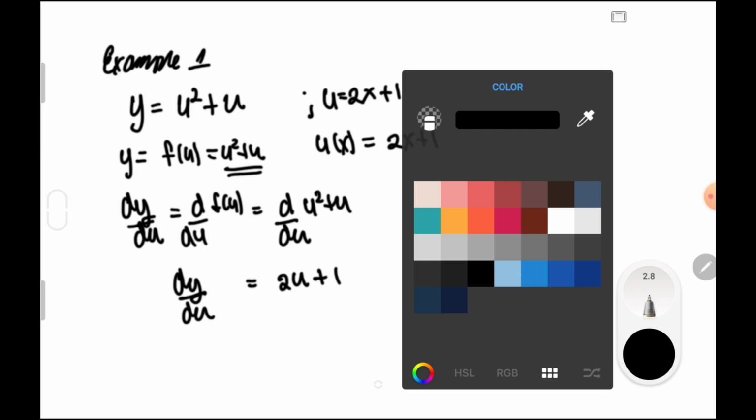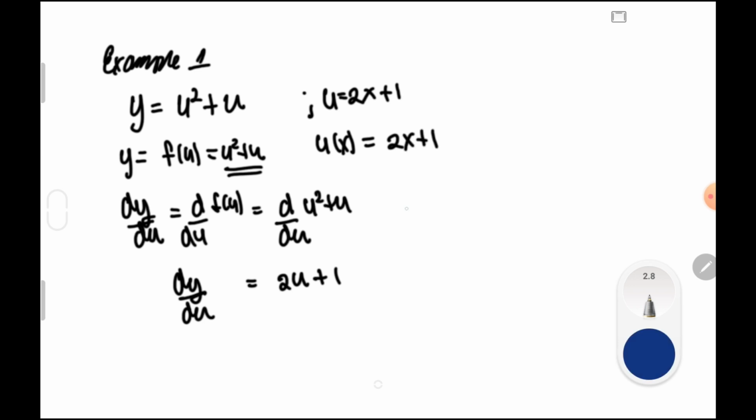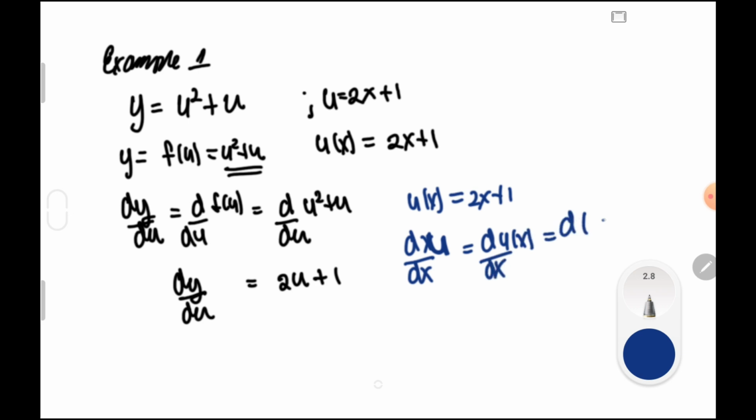By solving our du over dx, we have u of x equal to 2x plus 1. So getting du with respect to dx, we take the derivative of our 2x plus 1 with respect to dx. So we'll have du over dx equals positive 2.